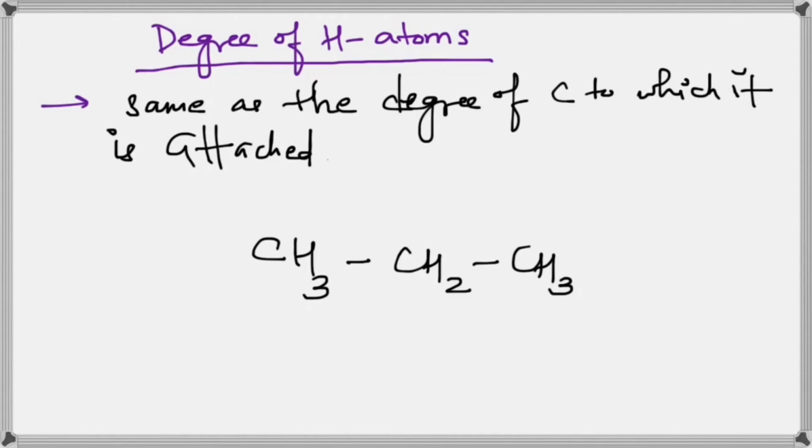quickly write the degree of carbon atoms here. So this is a 1 degree carbon, then we have a 2 degree carbon, and then we have a 1 degree carbon. Now if I want to decide the degree of the hydrogen atoms present at the first carbon, because they are attached to a 1 degree carbon atom, therefore these hydrogen atoms are 1 degree. Similarly, these two hydrogen atoms are attached to a 2 degree carbon atom, so we have a 2 degree H. And once again, the hydrogen atoms at the corner are attached to a 1 degree carbon atom, so they are once again 1 degree hydrogen atoms.